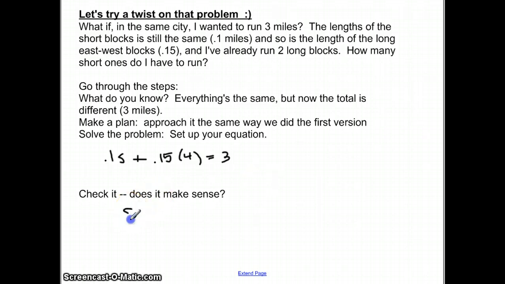The answer when you solve for s in this equation, because you're taking this 0.15 times 4 and subtracting it from 3, so you get 0.1 s equals 2.4, so s equals 24. So in this case, you're running 24 short blocks.